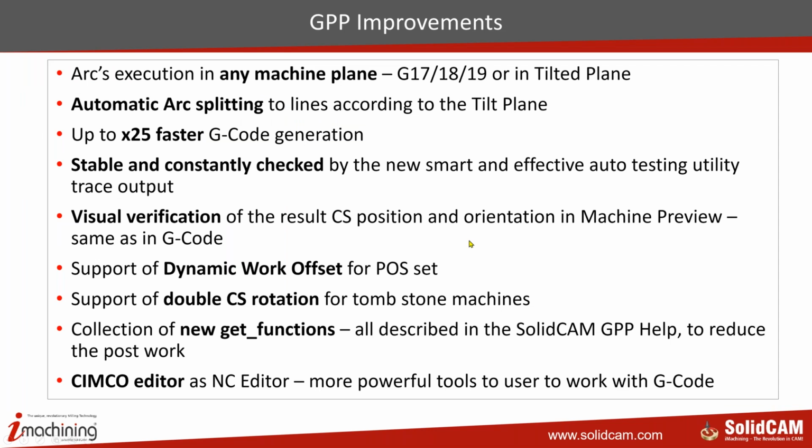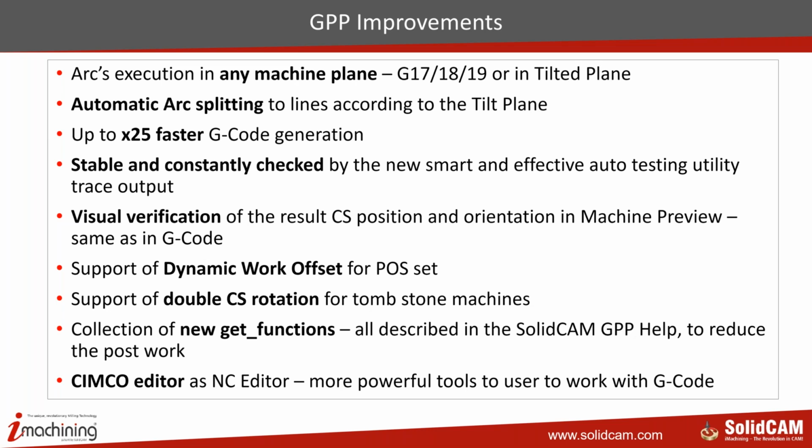At the end of my presentation, I want to say a few words on a subject that is not the main one of Milltown, but you cannot say Milltown and not say GPP. In GPP we have a number of improvements. First is arc execution in any machine plane. It was supported partly in previous versions, but today it is completely fully supported. You can get arcs in any machine plane, depending on your tool orientation or tilt plane. It will automatically split arcs into lines if the machine doesn't have a plane for your arc, which saves a lot of work for the customer and is also much safer.